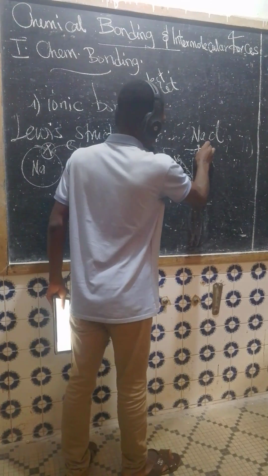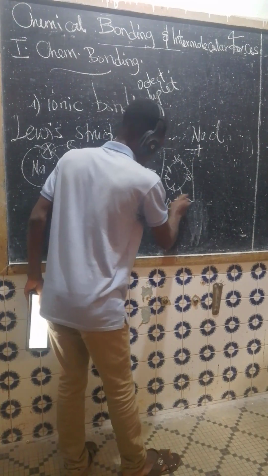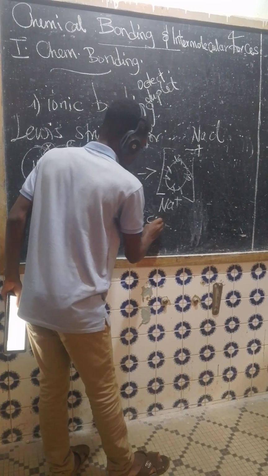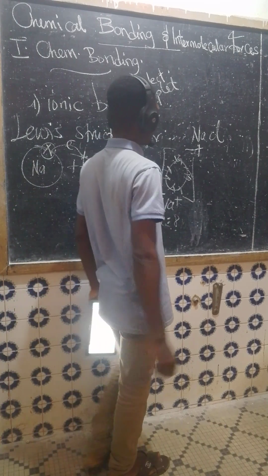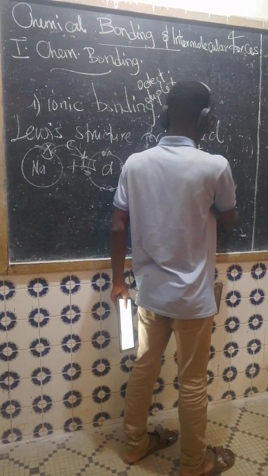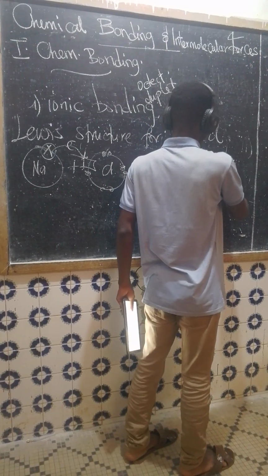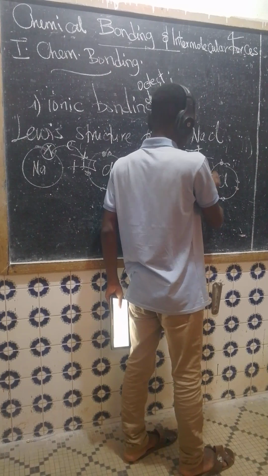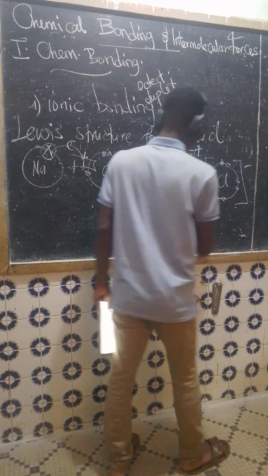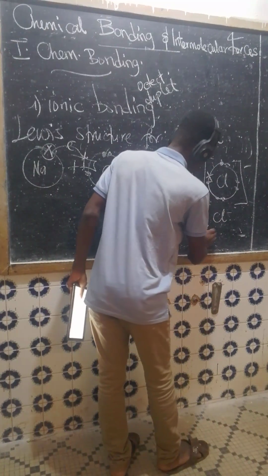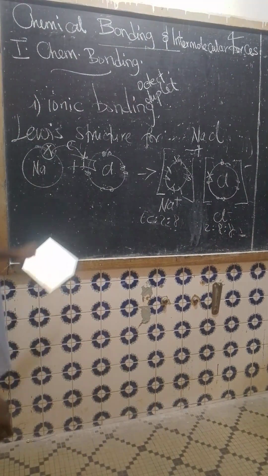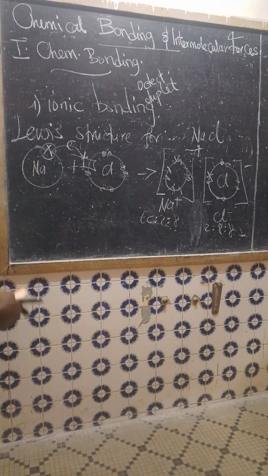And then a sodium ion with electronic configuration 2,8. And then chlorine: 1, 2, 3, 4, 5, 6, 7, and that electron with a negative charge. The chloride ion is now 2, 8, 8. Okay, so this is the Lewis structure for the formation of sodium chloride, and with this you can do it for the others.